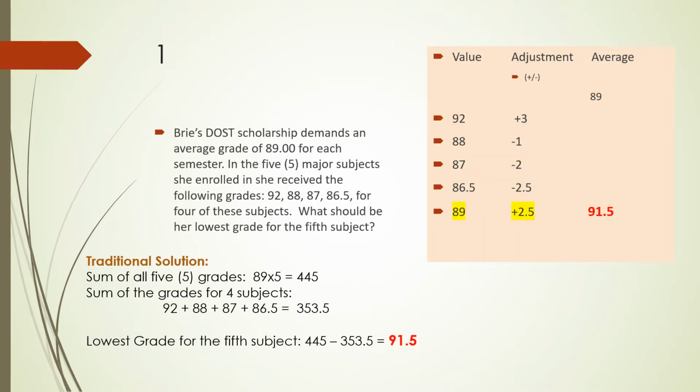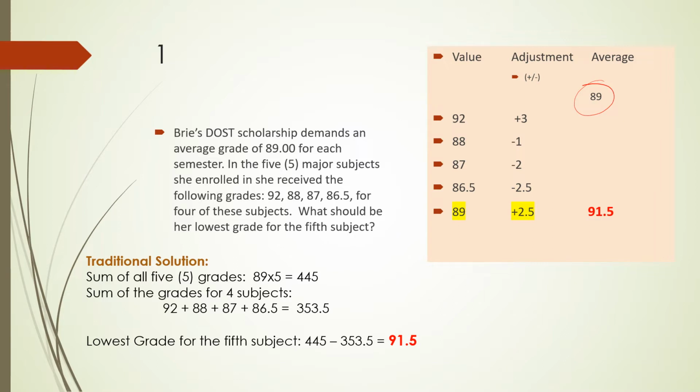So let's start. For number 1, we are given that a DOST scholarship demands an average grade of 89 for each semester. So one enrolled in 5 major subjects must have an overall of 89 as an average. So our reference value will be 89. We're given the grades for 4 of the 5 subjects, which are 92, 88, 87, 86.5.